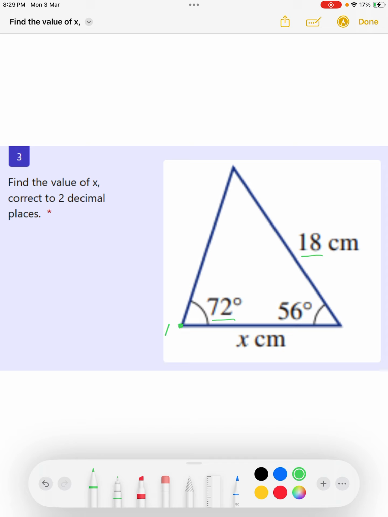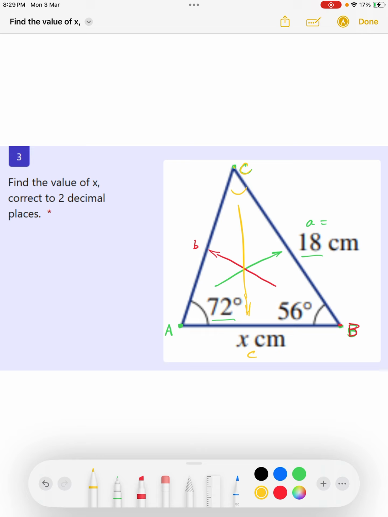So since we're going to be using the sine rule, let's put some points on here just to help us out. We don't need to, but if this is angle A at 72, then this is little a on the opposite side of the triangle. And if this is angle B at 56, then that's going to be side B here. And if this is angle C, then that's going to be side C. Well, we want side C.